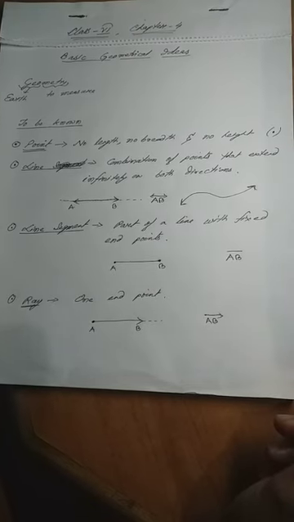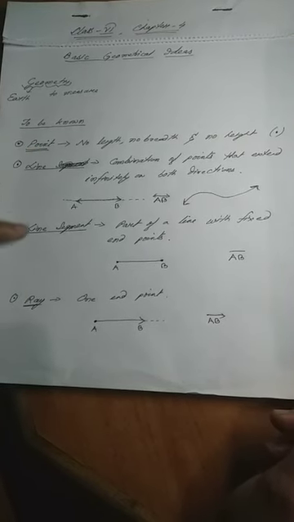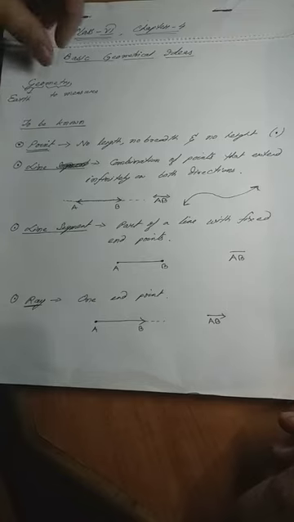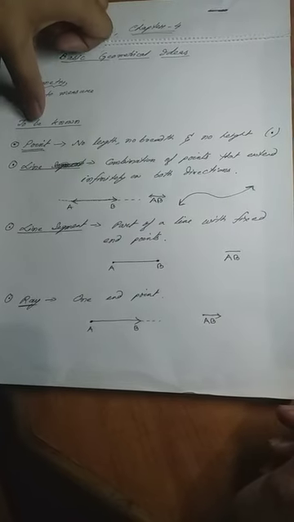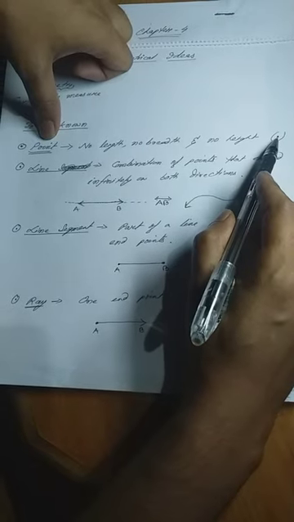Okay, these are the things that I need to know before going to the chapters. Common concept. So point means that it has no length, no breadth, no height, just a point only.